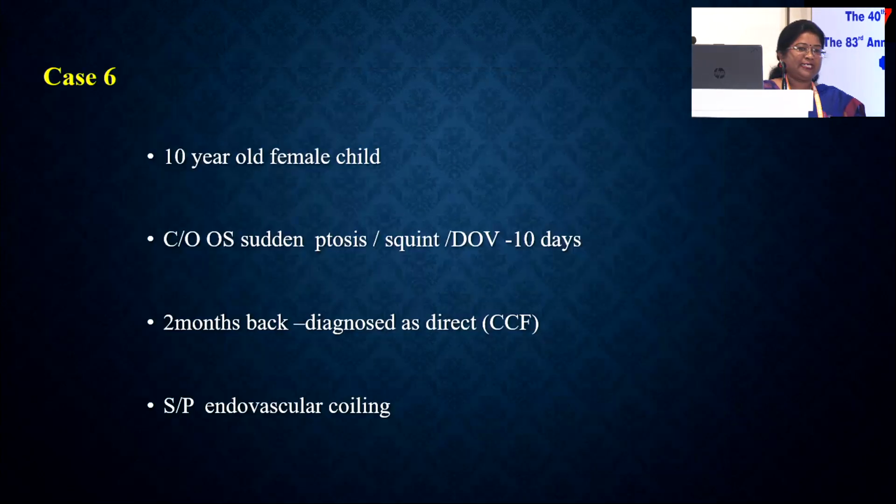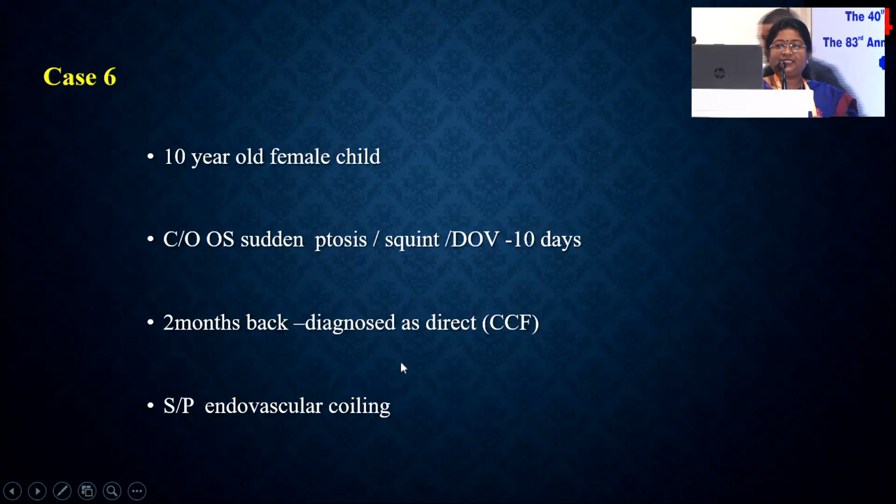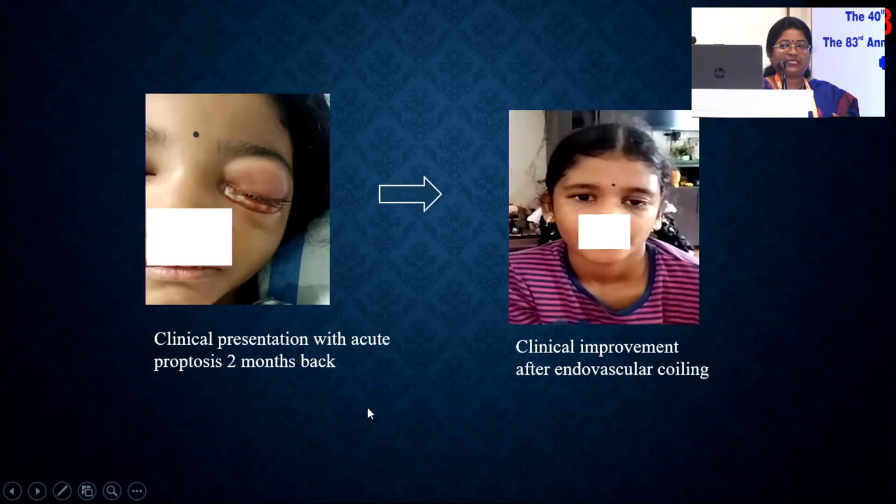So this is a 10-year-old female who was referred to us with complaints. In fact, this patient was referred by an interventional neurologist who said that the patient has come back with a sudden drop in vision in the right eye for 10 days, and we just did a CCF management 2 months back. We had done an endovascular coiling for this kid. So this was the picture he shared with me.